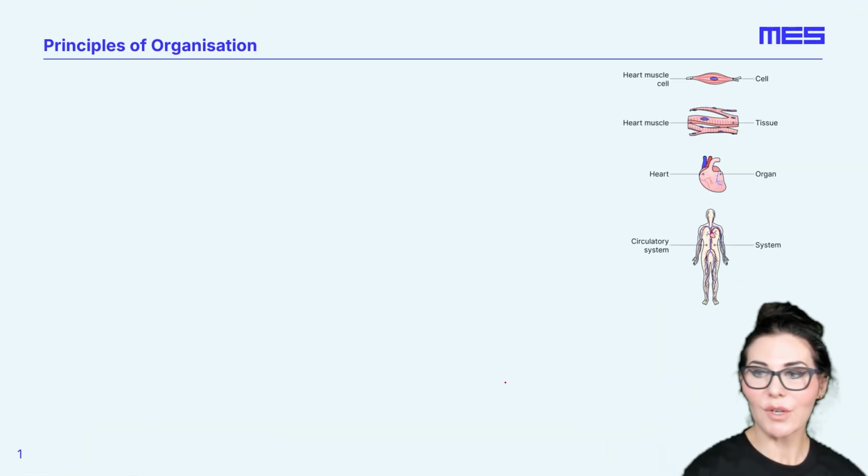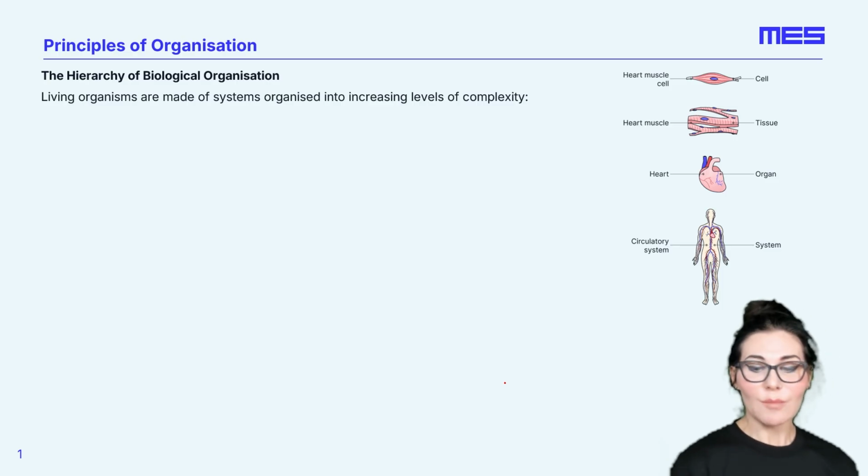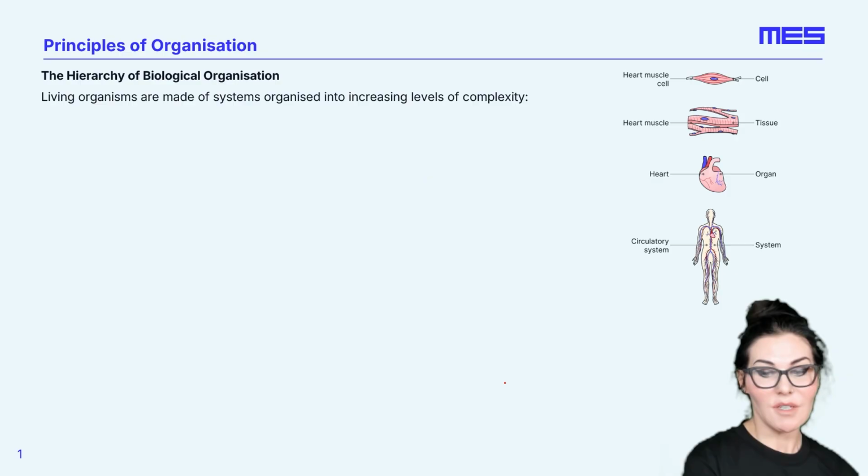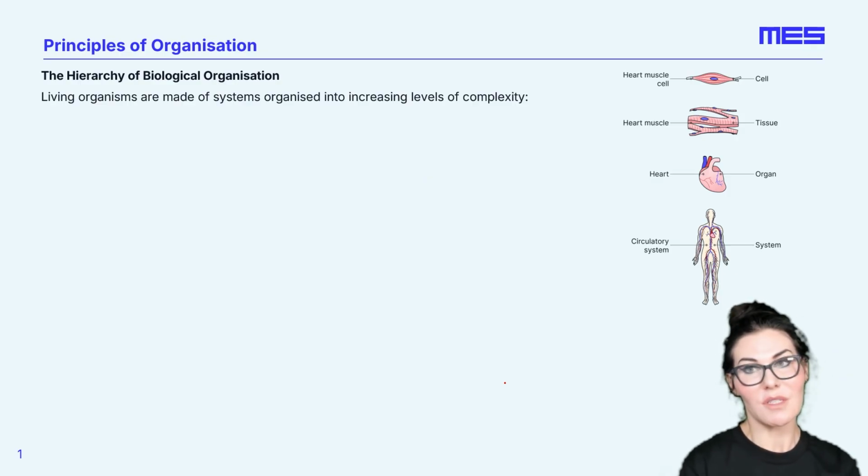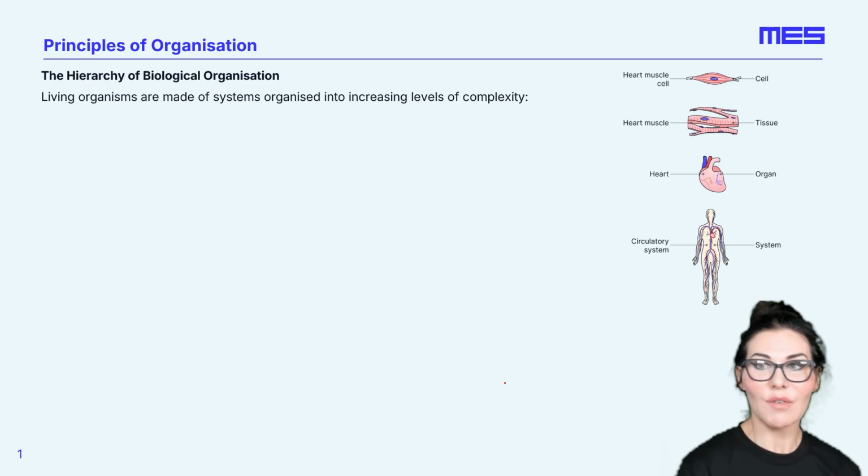The principles of organisation. What are these? Living organisms are made at a very basic level from cells, but they build up into more and more complex levels, going from cells to tissues to organs to systems to organisms. So what we're saying here is that living organisms are made up of systems that are organised into increasing levels of complexity.